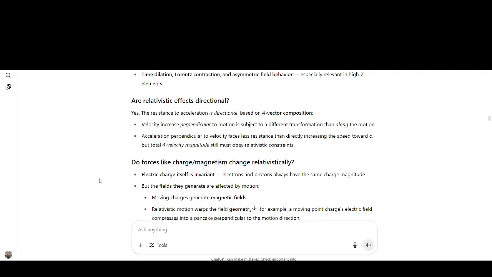He doesn't really describe what the 4-vectors are. And yeah, I guess is he including time? I guess he couldn't be including time.